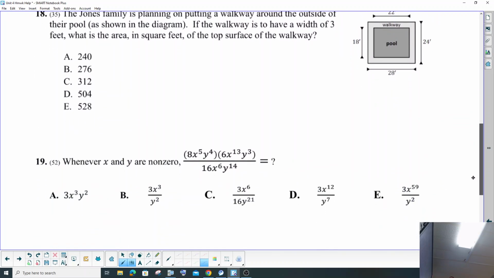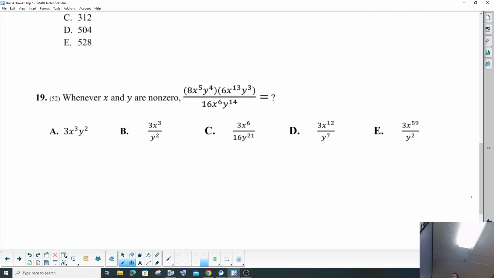Keep practicing these. So number 19, where x and y are non-zero numbers. They just want you to reduce it. Do you remember how to reduce this? So we have 8 and all over x to the 5th power. So you add the powers. So 5 plus 13.